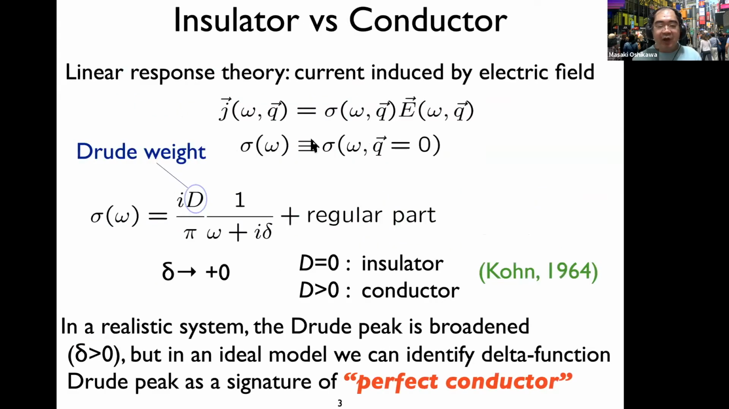Okay. So first, the basic idea. There is a very influential paper by Walter Kohn written in 1964. He gave a basic formulation on how to distinguish insulator from conductor. Of course, insulator and conductor are distinguished by electric conduction property. But to be more precise, we can define conductivity as a function of frequency and wave number, which is nothing but the proportionality coefficient between the current density induced by electric field and the applied electric field.